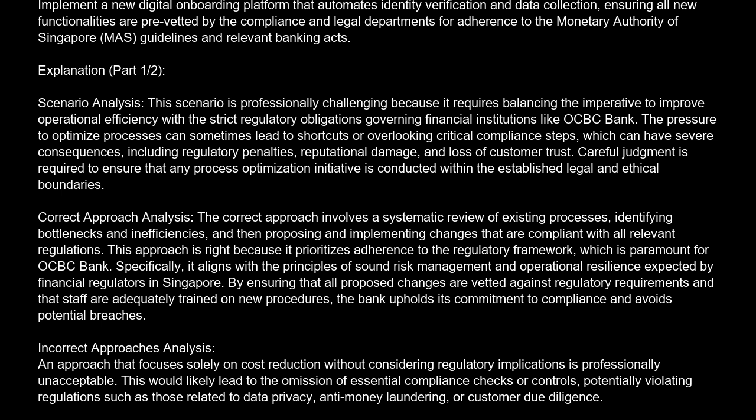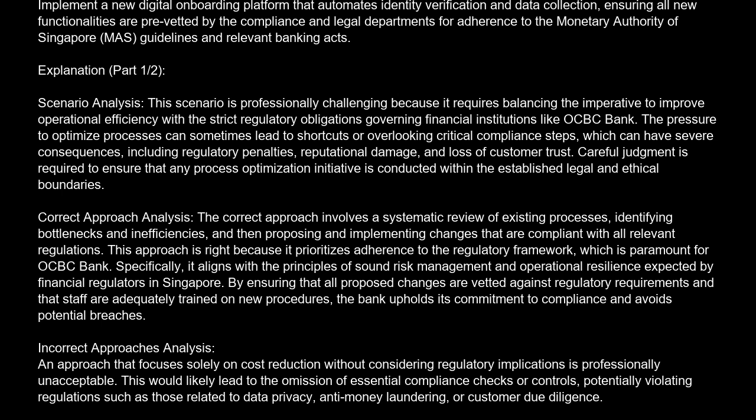Correct approach analysis. The correct approach involves a systematic review of existing processes, identifying bottlenecks and inefficiencies, and then proposing and implementing changes that are compliant with all relevant regulations. This approach is right because it prioritizes adherence to the regulatory framework, which is paramount for OCBC. Specifically, it aligns with the principles of sound risk management and operational resilience expected by financial regulators in Singapore. By ensuring that all proposed changes are vetted against regulatory requirements and that staff are adequately trained on new procedures, the bank upholds its commitment to compliance and avoids potential breaches.